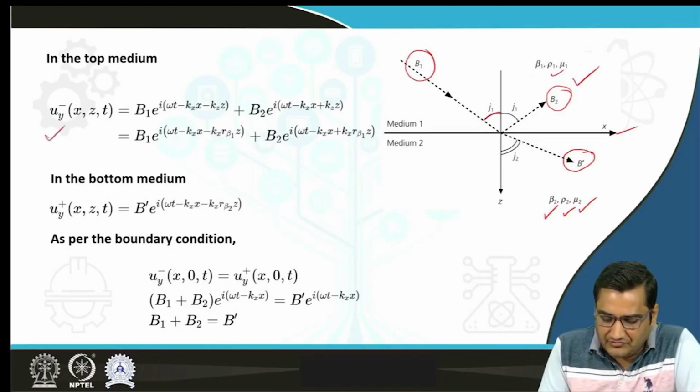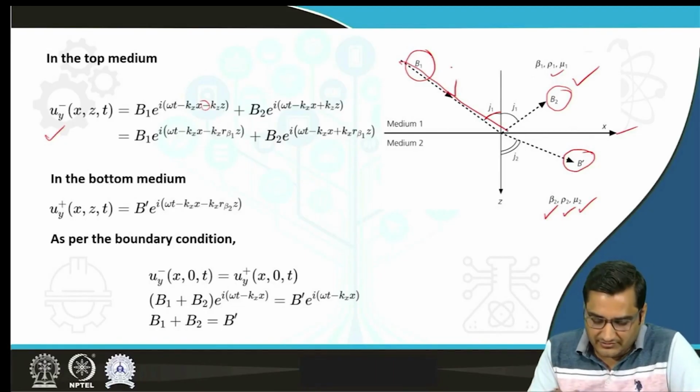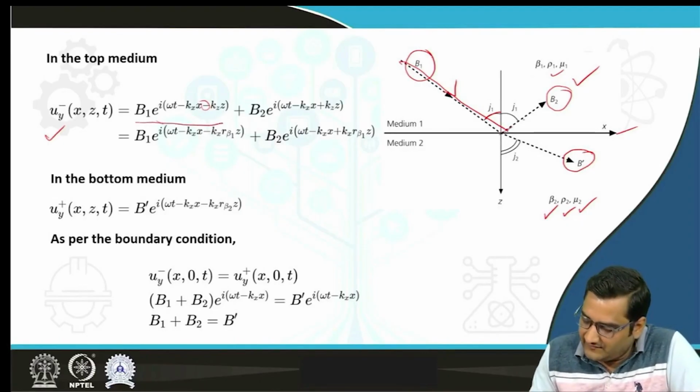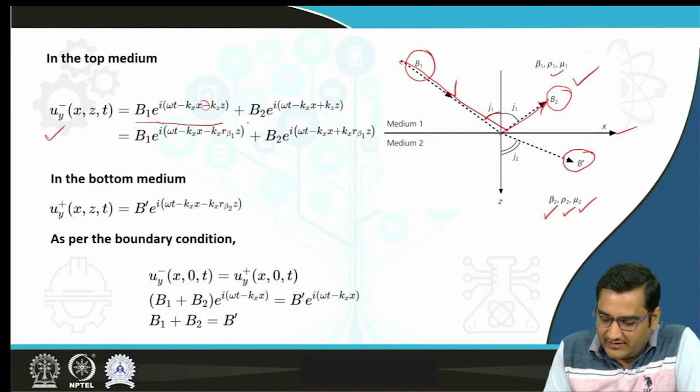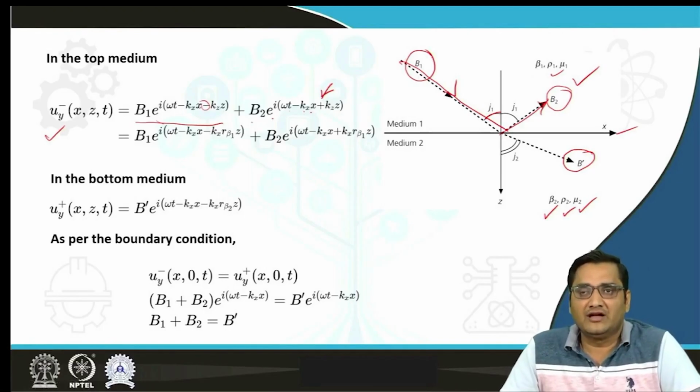In the top medium, the total displacement we can write something like this. B1 e to the power iota omega t minus k_x x minus k_z z. This minus term is there because this is for the incident ray, so it is going downward. That is why it is written like this. And for the reflected ray we can write B2 e to the power iota omega t minus k_x x plus k_z z. This plus sign is there because the ray is going up.